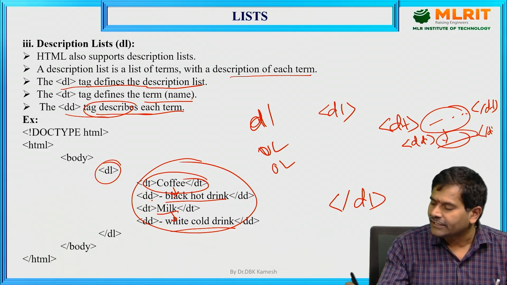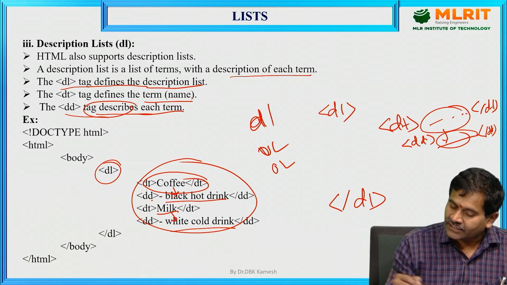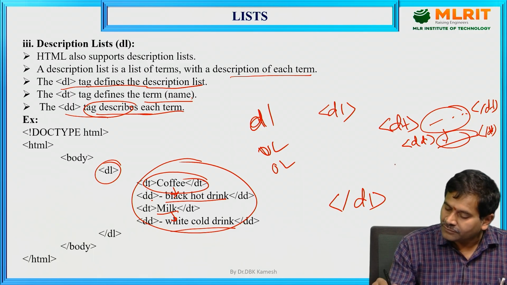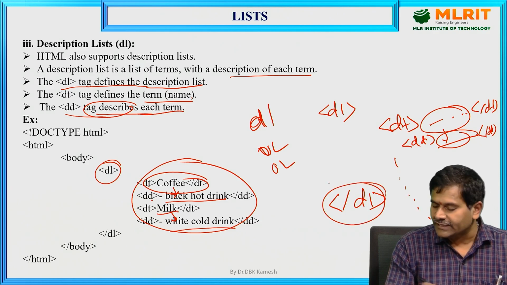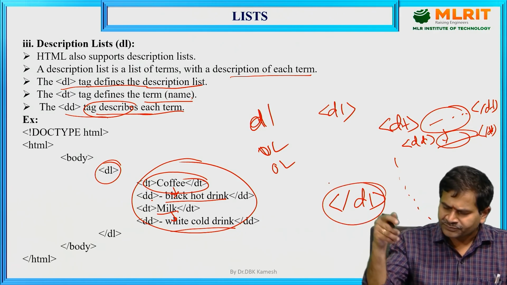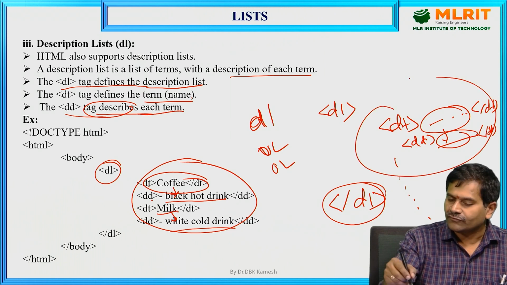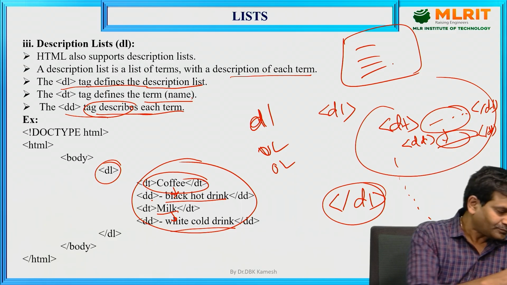Then followed by DT, then DD, the data description, right? Then followed by however many items you require, you write those items. Then the last one is the closing slash DL, which marks the end of this. Whatever content you have given will be displayed on your screen.